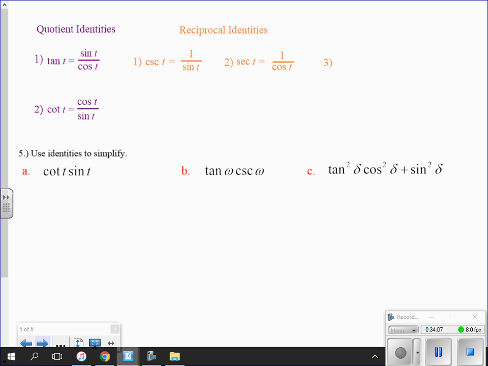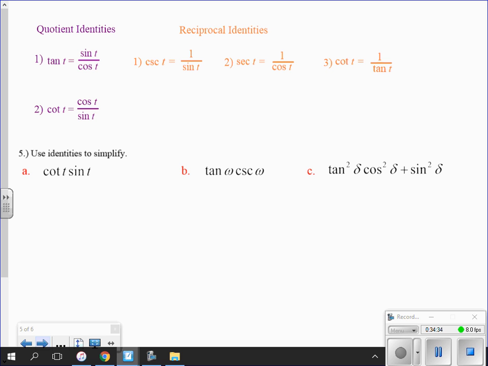Secant, which is 1 over the cosine. Please, please, do not get those 2 confused. Cosecant is 1 over the sine. Secant is 1 over the cosine. Sine and secant do not go together. And the cotangent is 1 over the tangent.